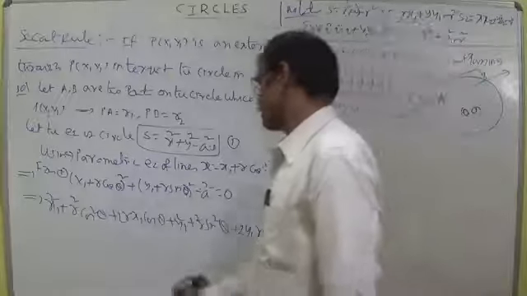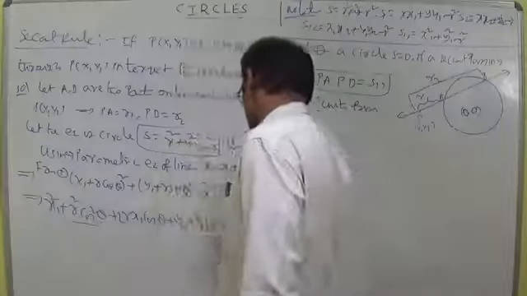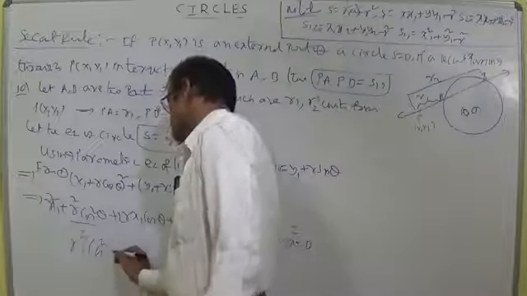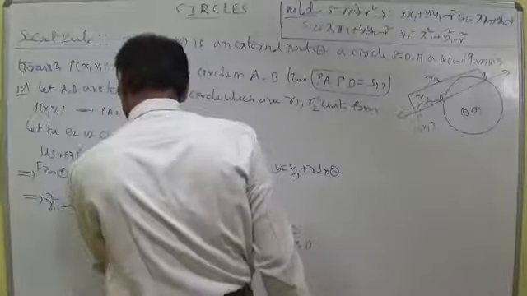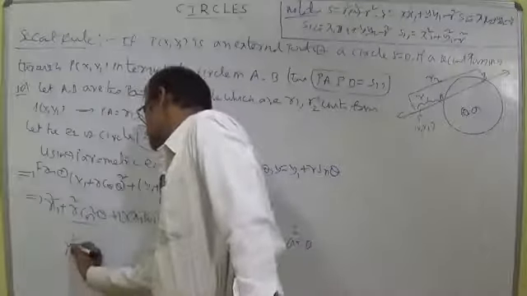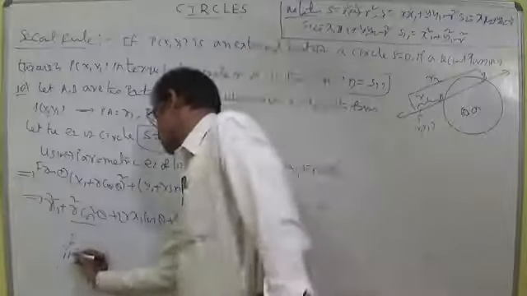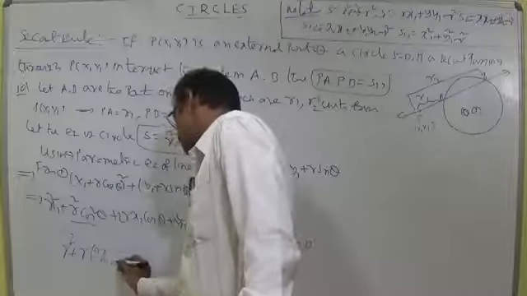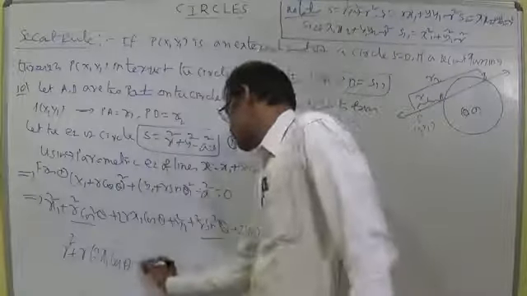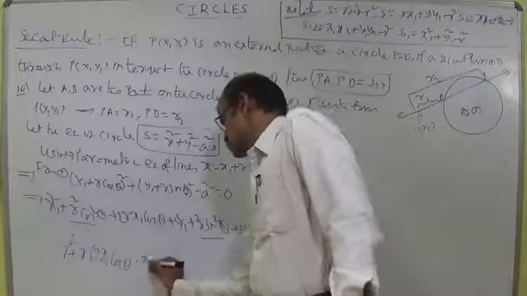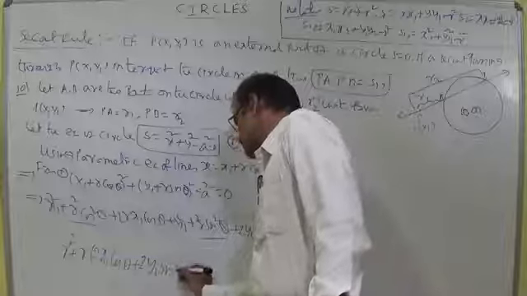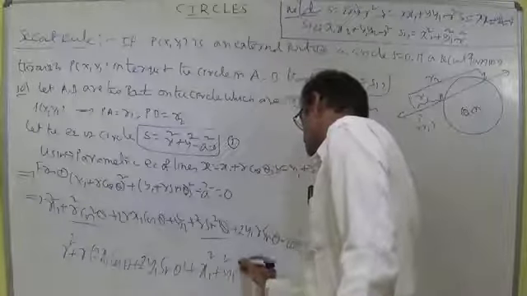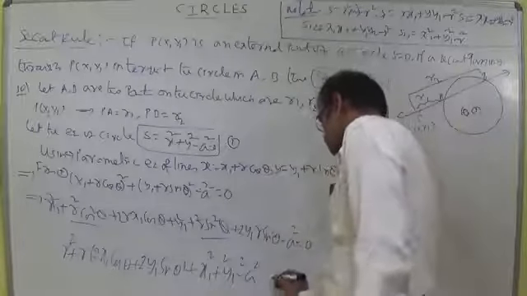If we are taking common, r square cos square theta and r square sin square theta, we can write here r square into cos square theta plus sin square theta. Directly I am writing plus r, I am taking common, then we can write here 2x1 cos theta plus 2y1 sin theta plus, here you should try to understand that you can write x1 square plus y1 square minus a square equal to 0.